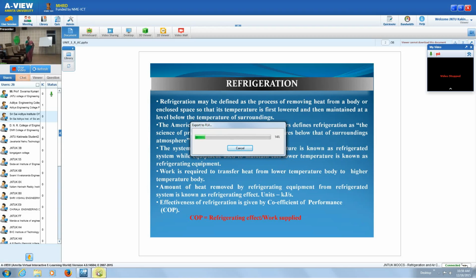The amount of heat removed by refrigerating equipment from the refrigerated system is known as the refrigerating effect or the cooling effect required, or the heat abstracted from the space to be refrigerated. The effectiveness of the refrigerator is measured in terms of the coefficient of performance. Coefficient of performance is defined as the ratio of the heat abstracted from the system to the work input given to maintain that system.